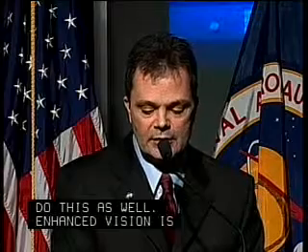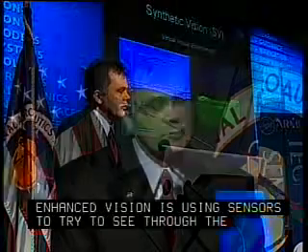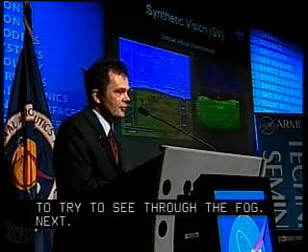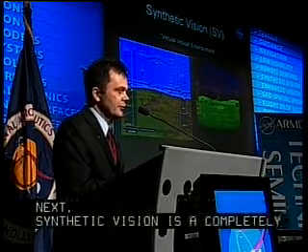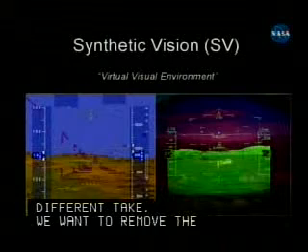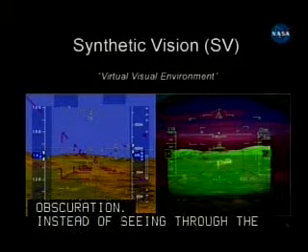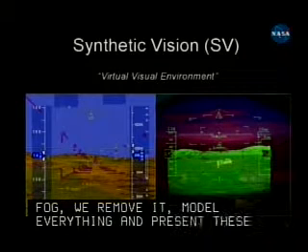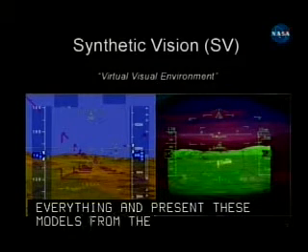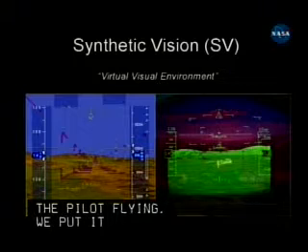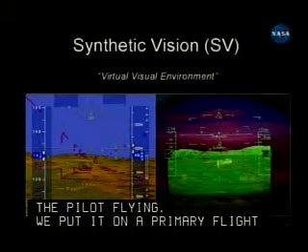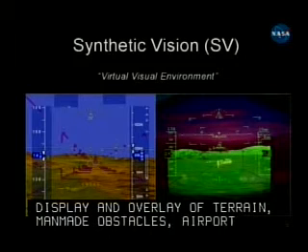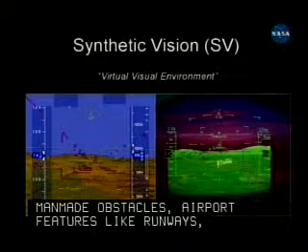Next shot. Synthetic vision is a completely different take on this. What we want to do is remove the obscuration. Instead of seeing through the fog, we just basically remove it. We model everything, and we present these models from the perspective of the pilot flying. So in this case, we've put it on a primary flight display with the attitude information overlaid on things like terrain, man-made obstacles, airport features like runways, etc. So again, it's a complementary idea with a different set of issues that you have to think about. Next chart.